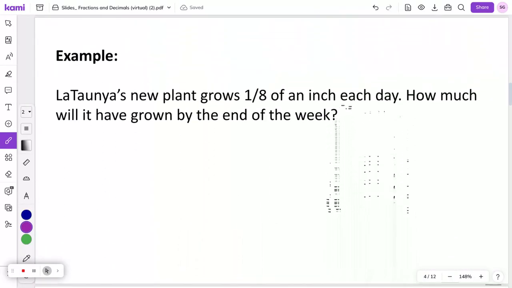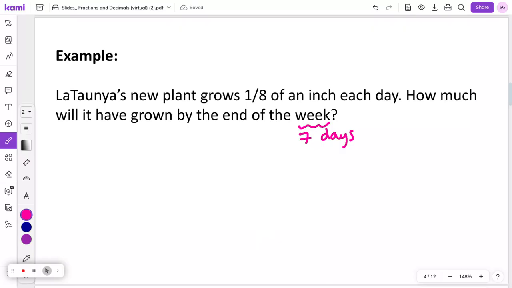I've got one more example here. It's this story here about Latanya. Latanya's new plant grows 1/8 of an inch each day. How much will it have grown by the end of the week? And we're talking about a week here. We're not talking about a work week. We're talking about a full week, so 7 days.